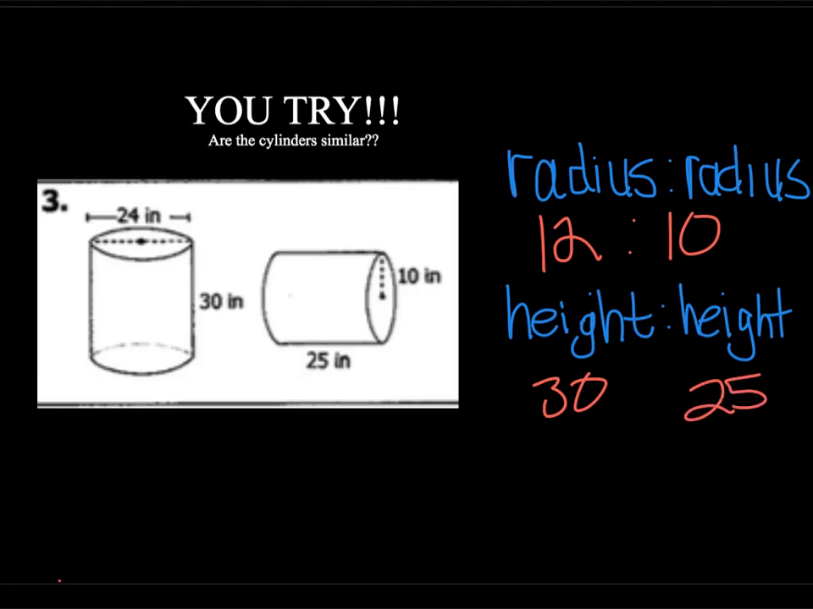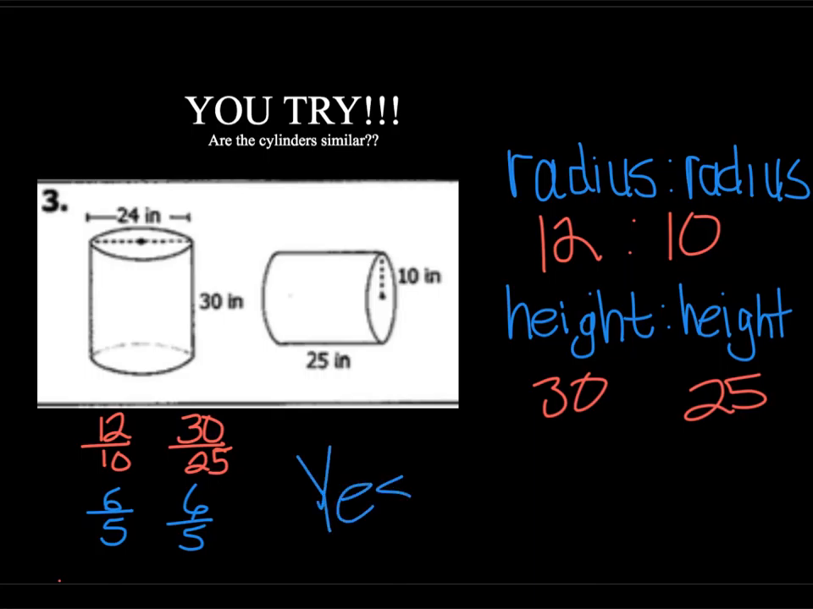All right, let's simplify and see if we can get the same scale factor. After reducing, because that's what we do first, we find out that the radius to the radius is 6 to 5, and the height to the height is 6 to 5. Question, are these solids similar? And the answer is yes. What is the scale factor? The scale factor is 6 to 5.